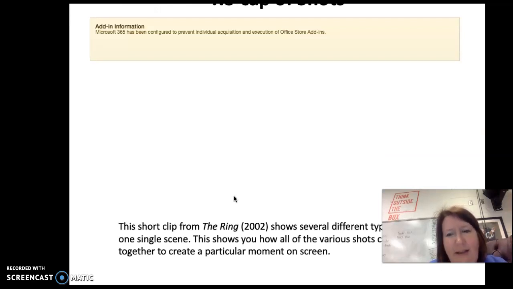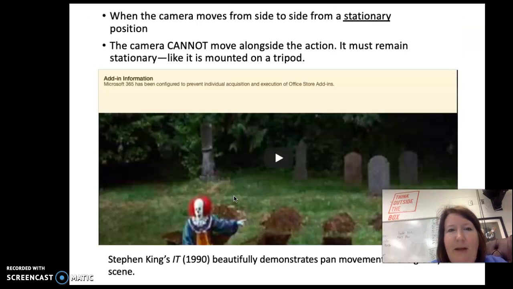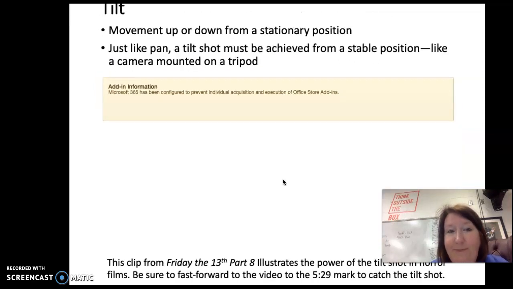Okay, I think this recap shows you a bunch of different shots at one time. Okay, camera movement. When you have a pan, if you watch this video, it goes from one graveyard grave to the next to the next. So pan moves alongside the action, but the camera is remaining stationary. It's a suspense builder, really.